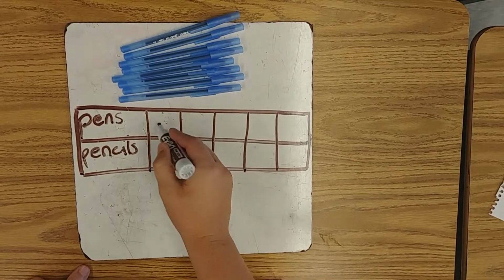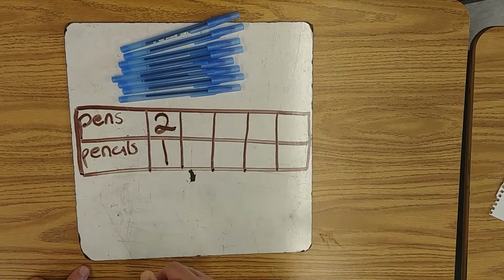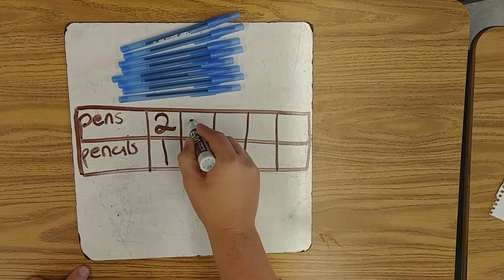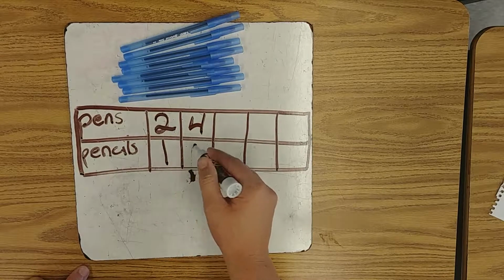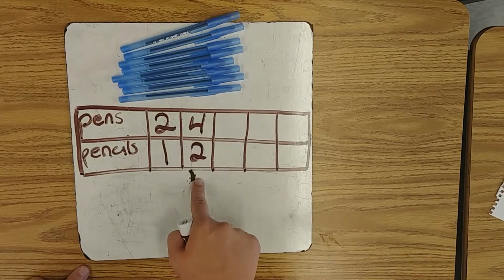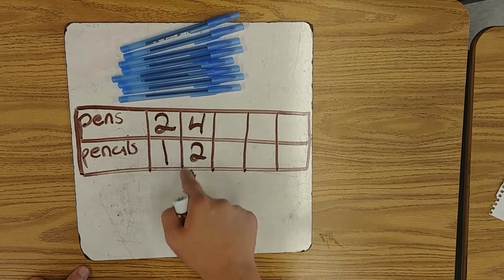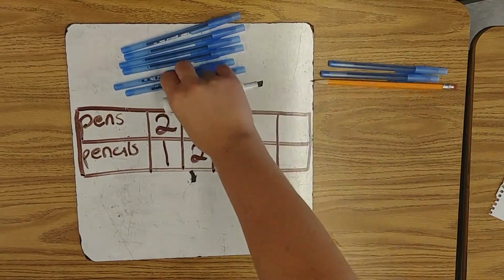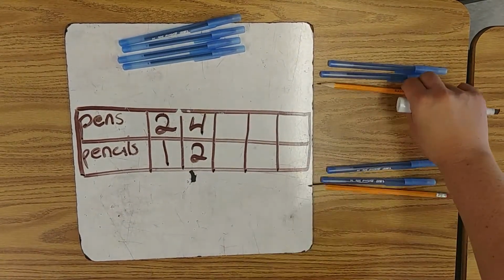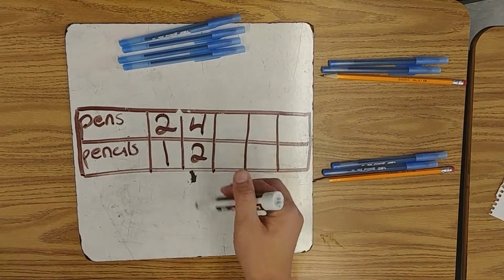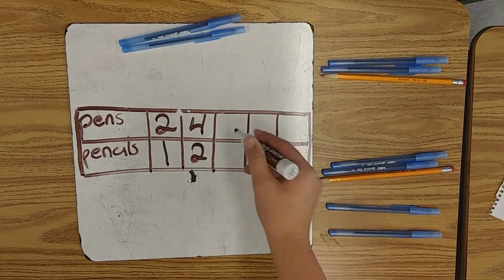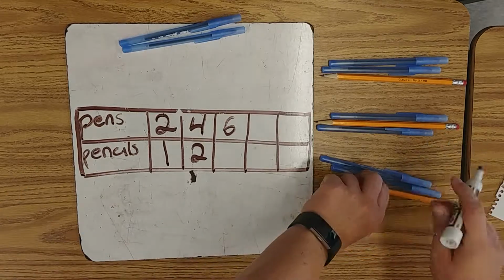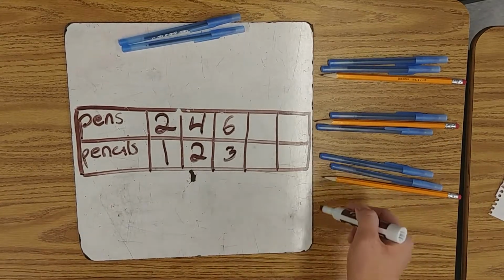So I'm going to have 2 pens, 1 pencil each. There's 1 package. If I do another package, that adds another 2, which would be 4 pens, and another pencil. So to do 2 groups, I would need 4 pens and 2 pencils. 1 group, 2 groups. The next group, I'd add on another 2 pens, which would make it 6 pens total that I need to complete this, and then another 1 pencil, which would mean 3 total pencils.